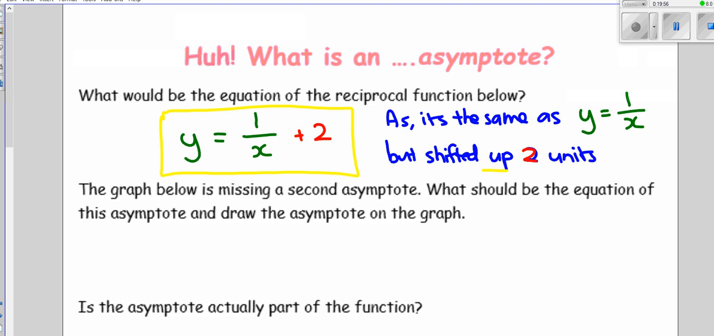Didn't shift sideways. If it shifted sideways, don't write anything here, but if it shifted sideways, there'd be something here like +1 or -1. But it didn't shift sideways. It only shifted vertically. So that would be the general equation for that one.